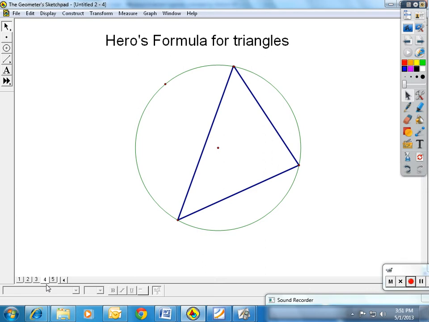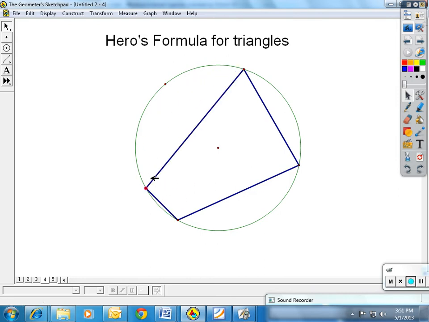Alright, let's look at number 4. Okay, Hero's formula for triangles. Now here's the point that I want to make here with this: notice that every triangle is cyclic. Think about my quad, which we just got done with, my cyclic quad. And what happens here? With a triangle, basically it's a quadrilateral with one side that is equal to what?